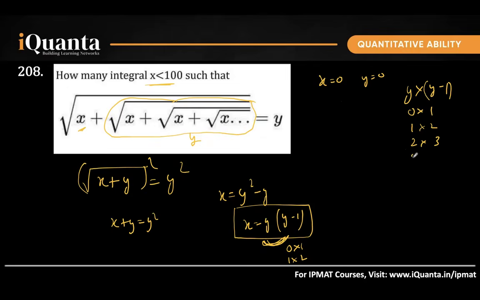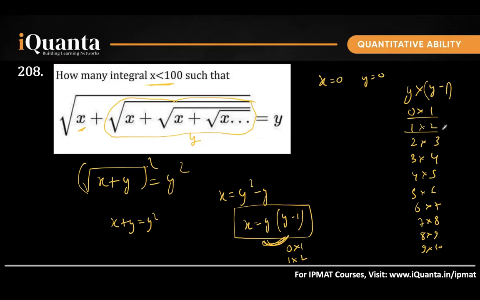So 2 into 3 is 6, 3 into 4 is 12, 4 into 5 is 20, 5 into 6 is 30, 6 into 7 is 42, 7 into 8 is 56, 8 into 9 is 72, 9 into 10 is 90. Sorry, if you put y equal to 11, it becomes 11 into 10, right? So y maximum can be put 10.